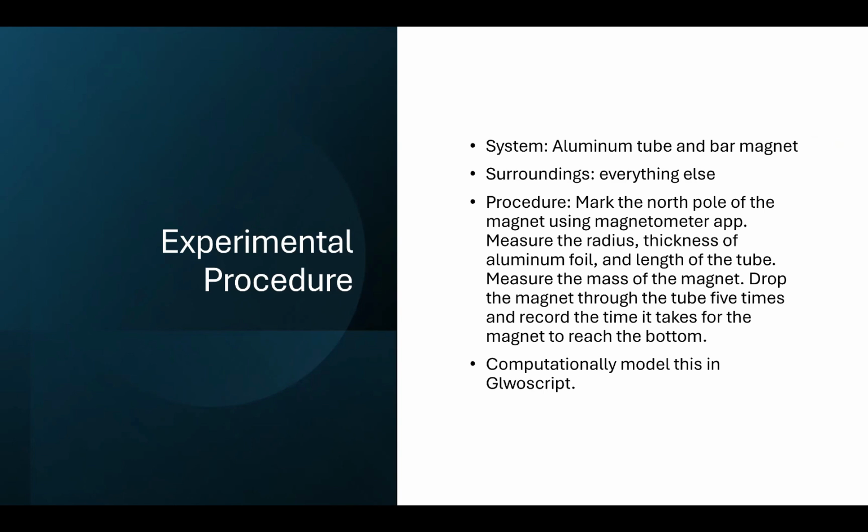The procedure is that I marked the north pole of the magnet using the magnetometer app. And then I measured the radius, the thickness of the aluminum foil, and the length of the tube. Then I measured the mass of the magnet, and then dropped the magnet through the tube 5 times and recorded the time it takes for the magnet to reach the bottom, and then computationally modeled this in GlowScript.